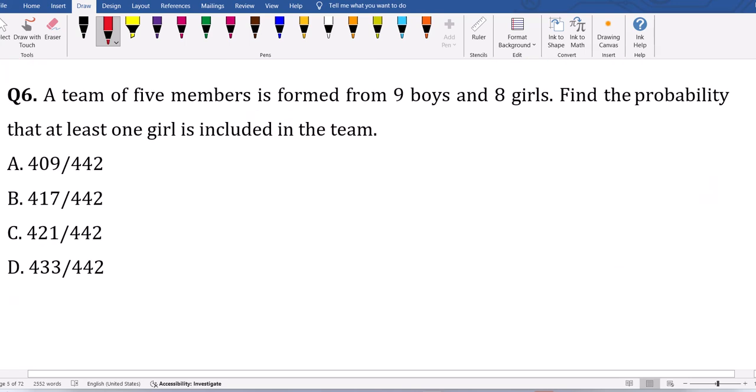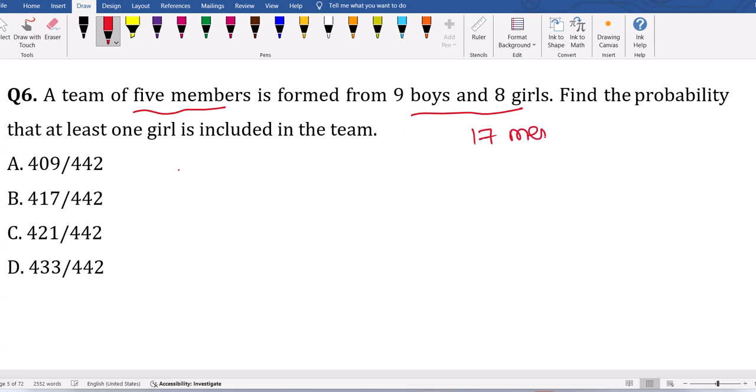Now again, probability. We have 9 boys and 8 girls. You need to select a 5 members team. So 17 members are available. 5 members team means 17C5. Total is equal to 17C5.